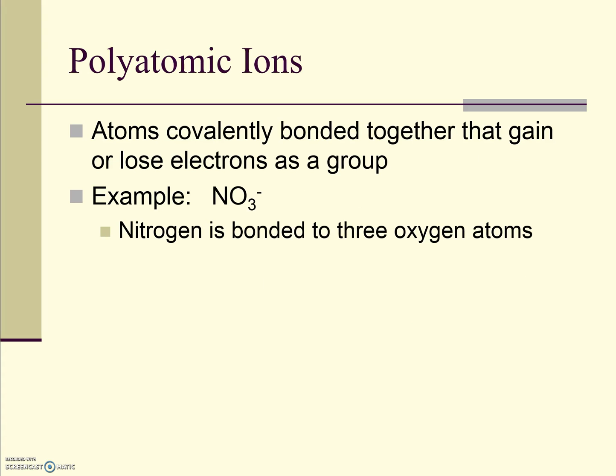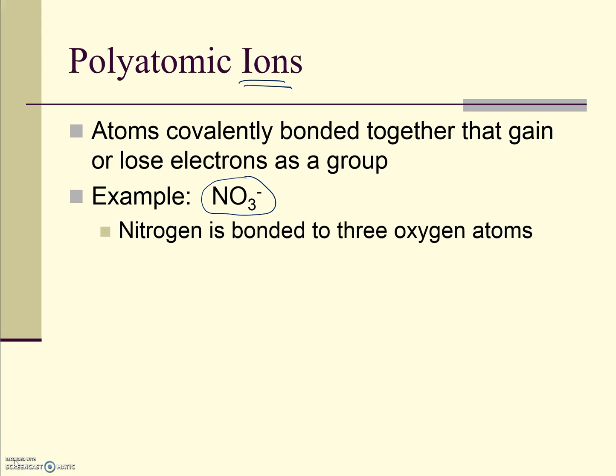Polyatomic ions are atoms that are covalently bonded together that gain or lose electrons as a group. So they're ions, but this part of them here is covalently bonded. And so nitrogen is covalently bonded to 3 oxygens, which is why it stays together and it doesn't fall apart. But they gain and lose that electron as a group.